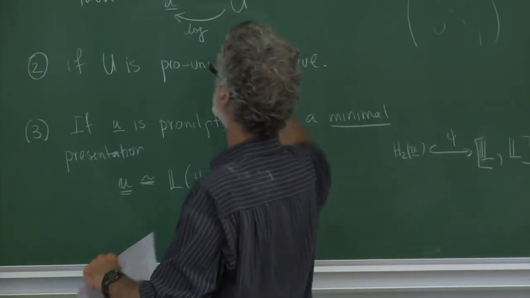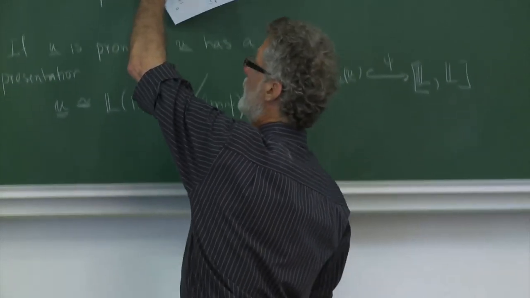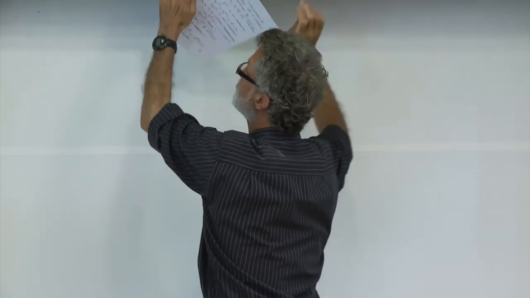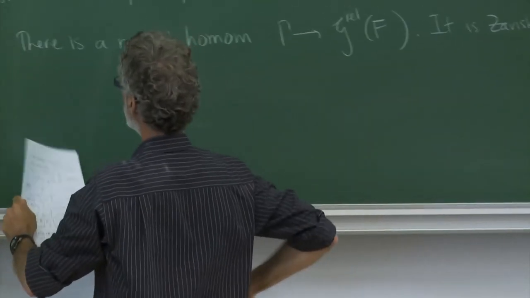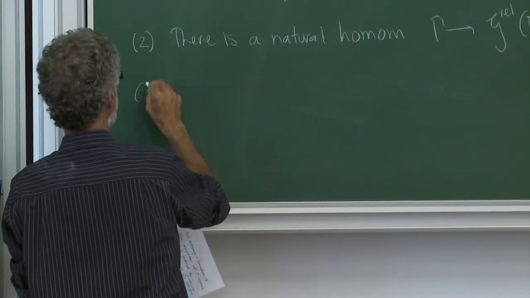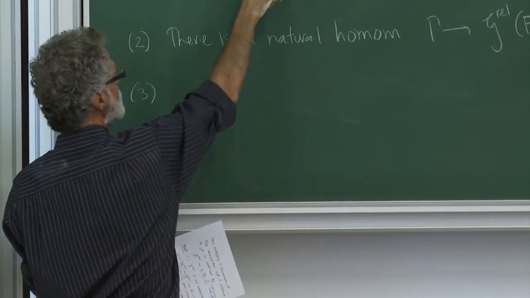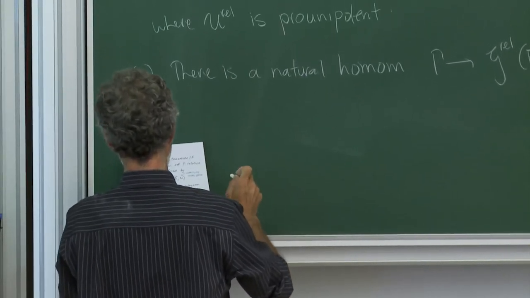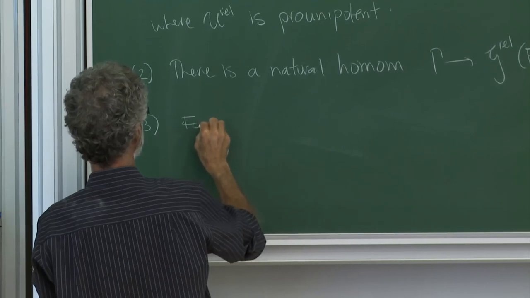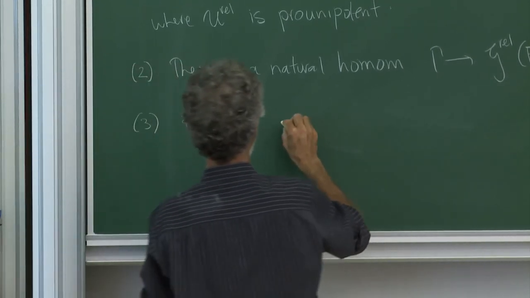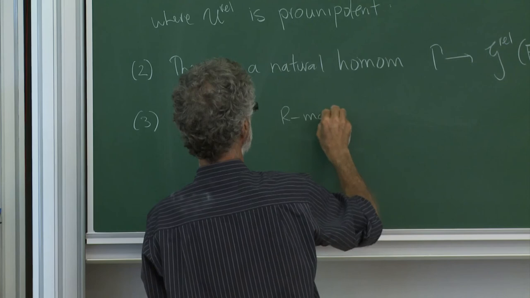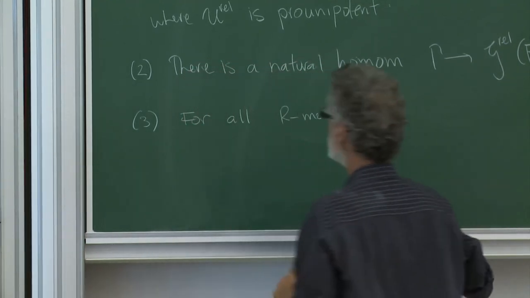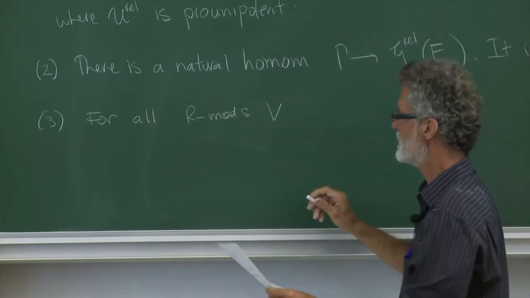So up here, let me put that up there. So three, we care about what H1 and H2 are of this guy here. And so it's for all R modules V. By that I mean all rational representations of R.